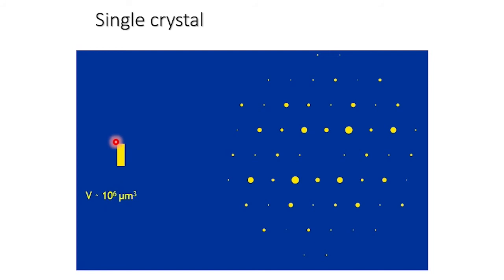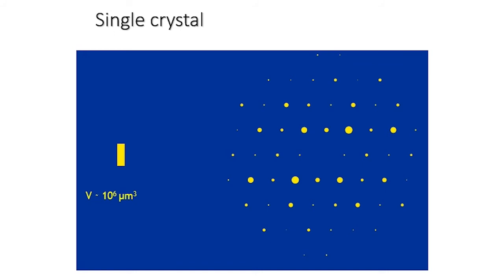In this case, we have a crystal that is relatively large. I've said its volume is 10 to the 6th microns cubed. And in that case, we get a set of diffraction spots that correspond to the different spacings within that sample.